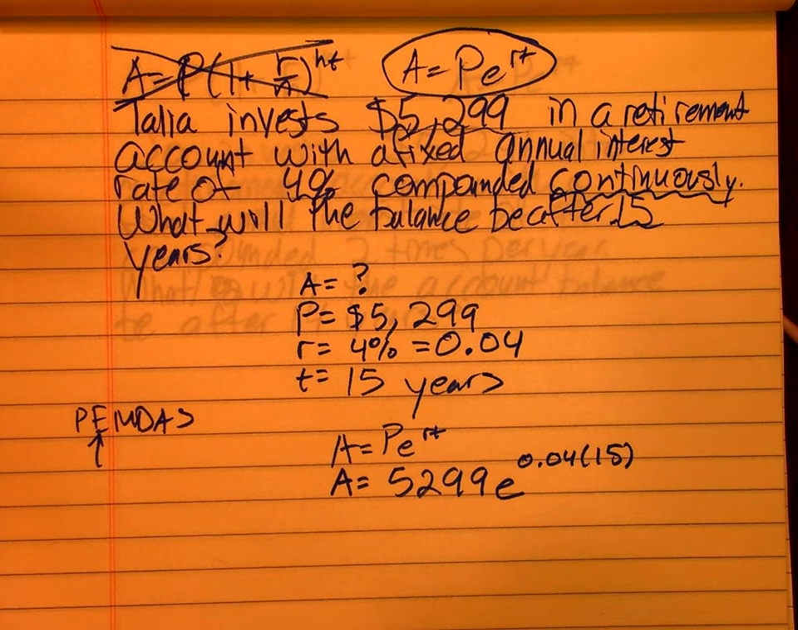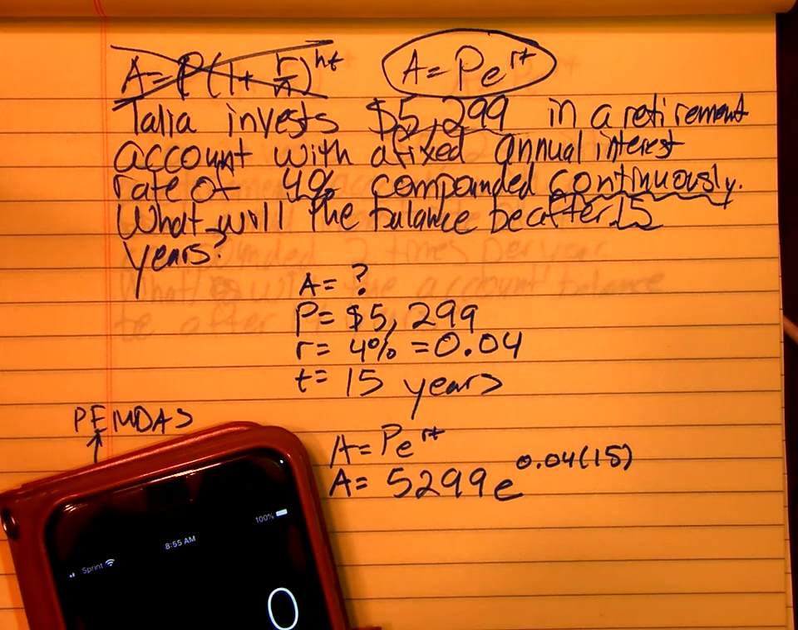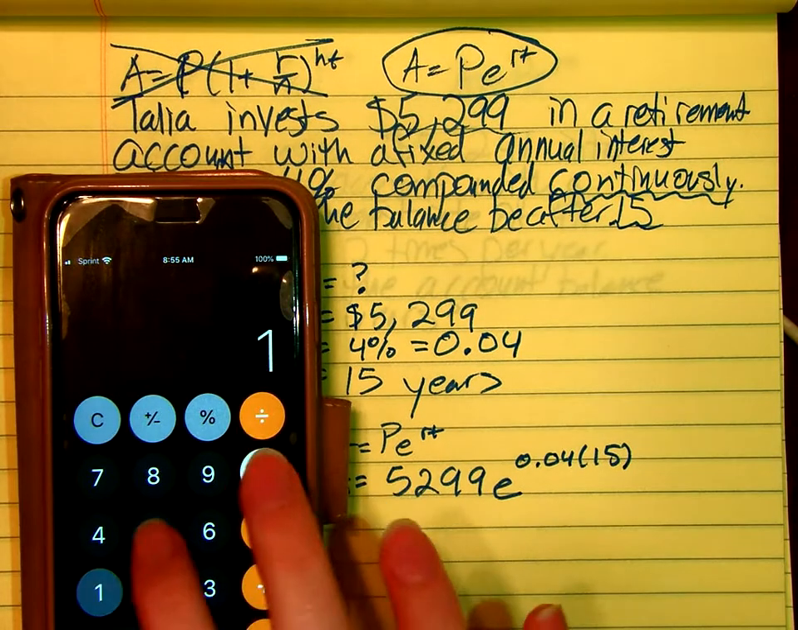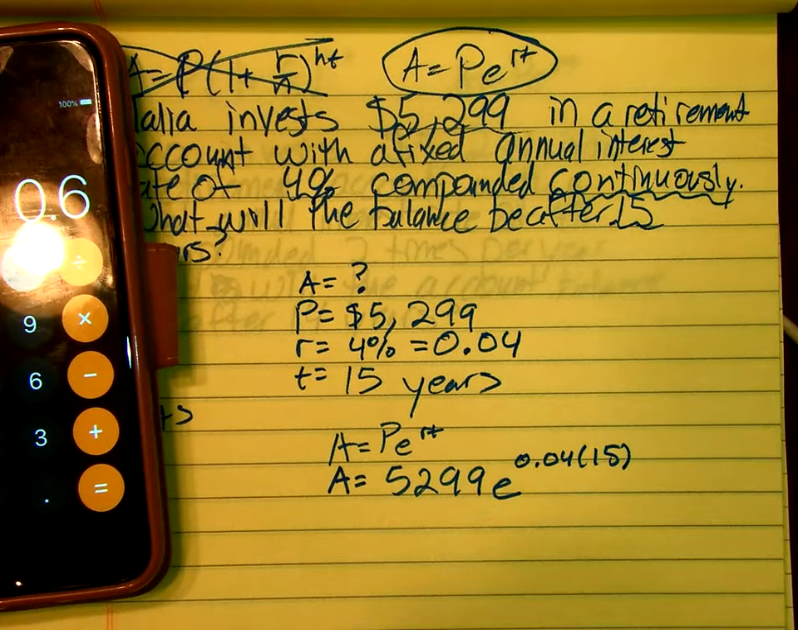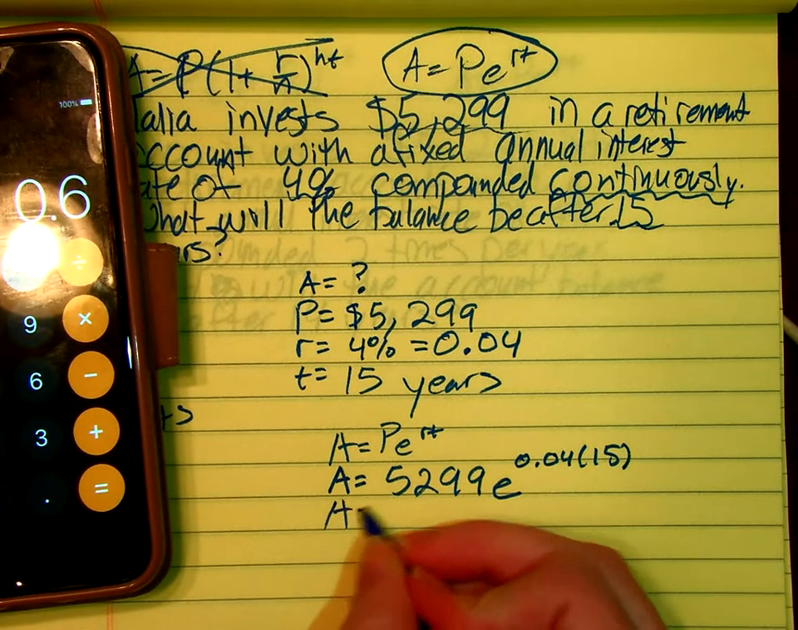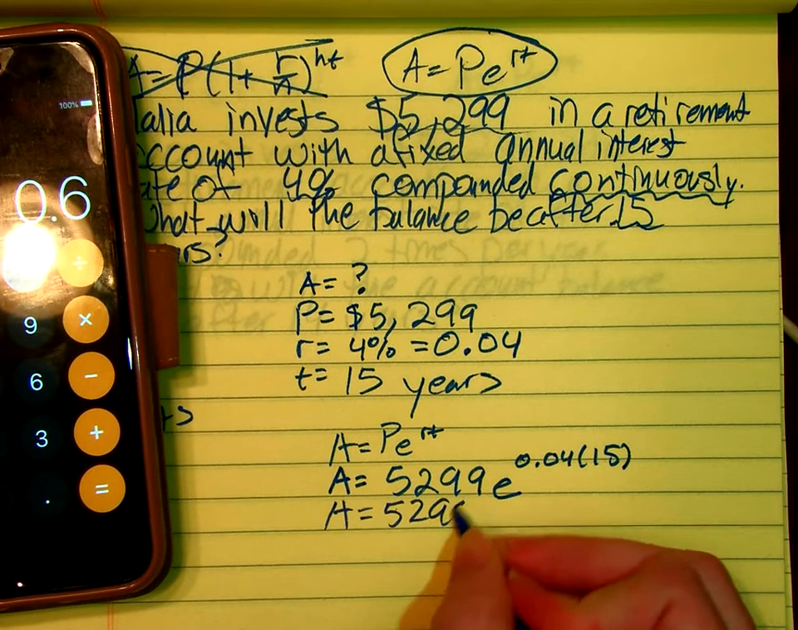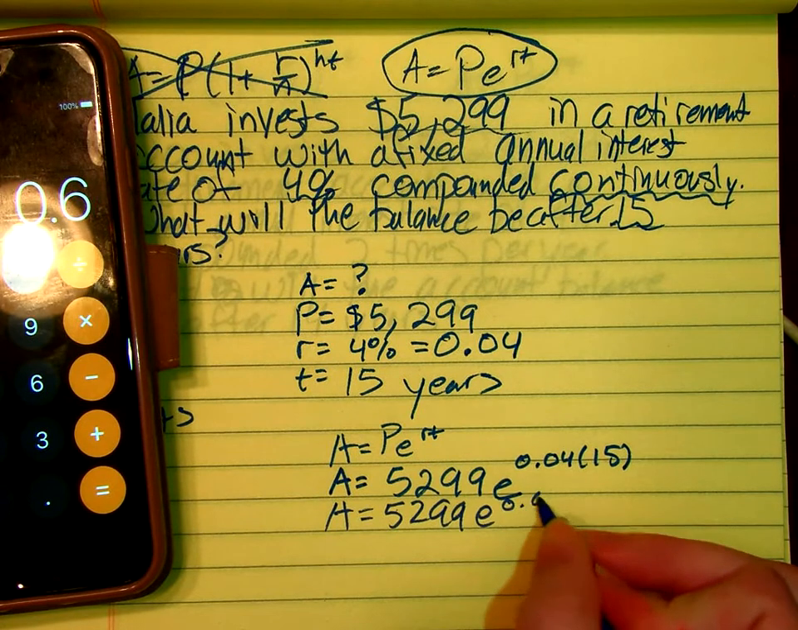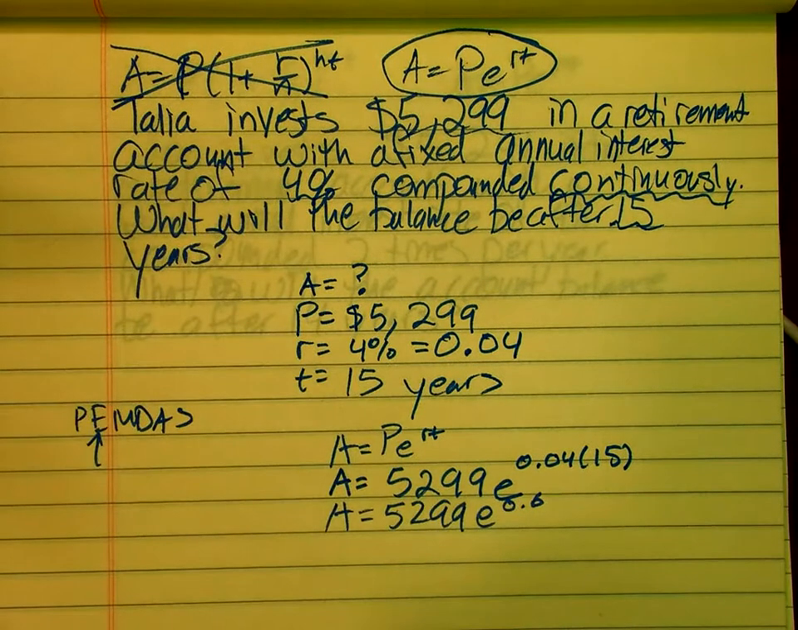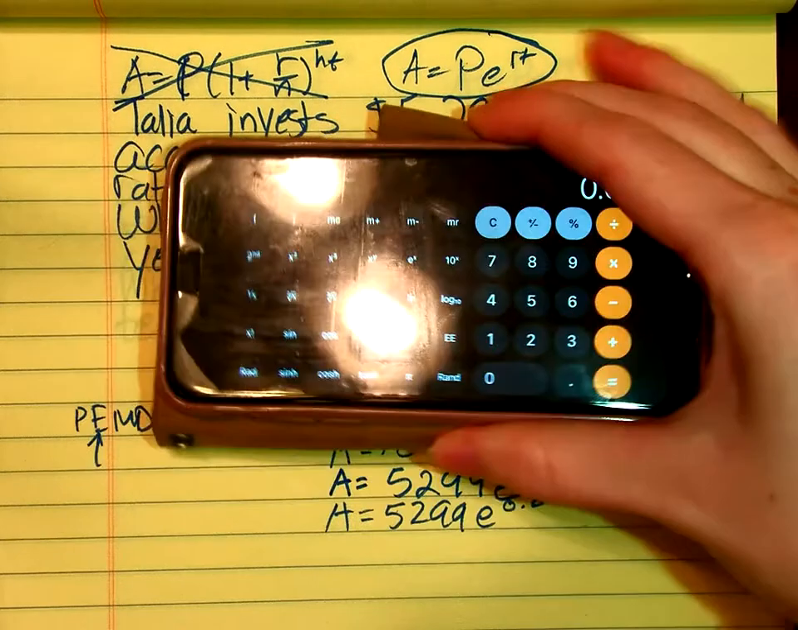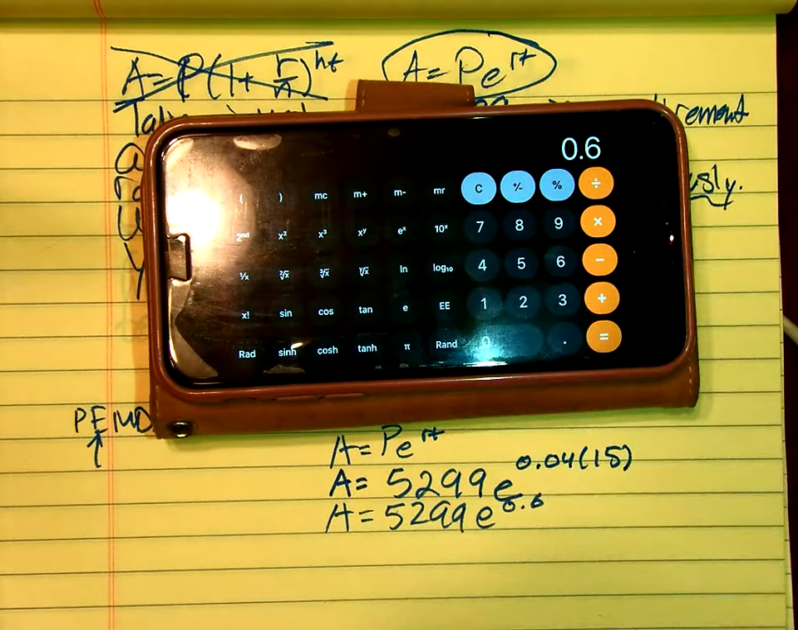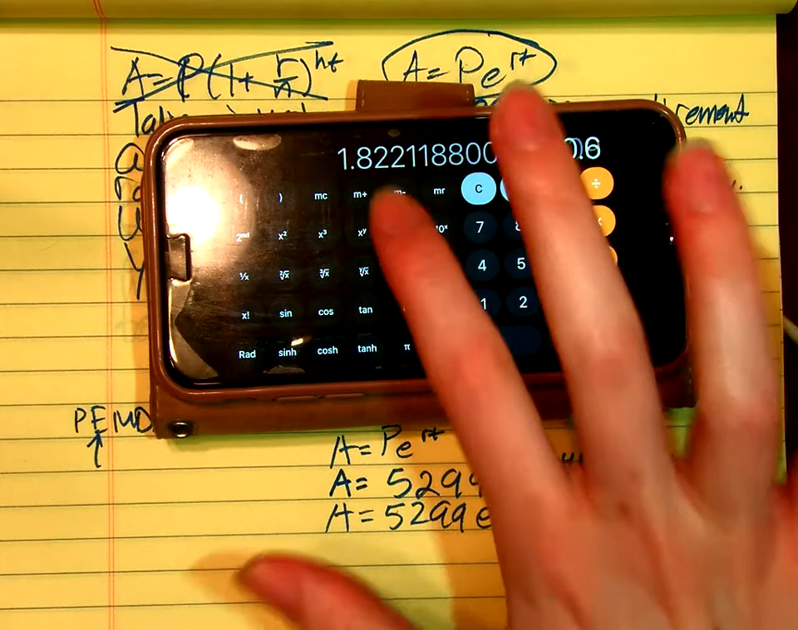Let me actually get out my calculator. So we've got 0.04 times 15. So that gives me 0.6. And I'm going to write down my in-between steps. I want to see an obnoxious amount of work shown for these problems because I'm not giving you that many of them. Alright, and then we can go ahead and take e to that power.